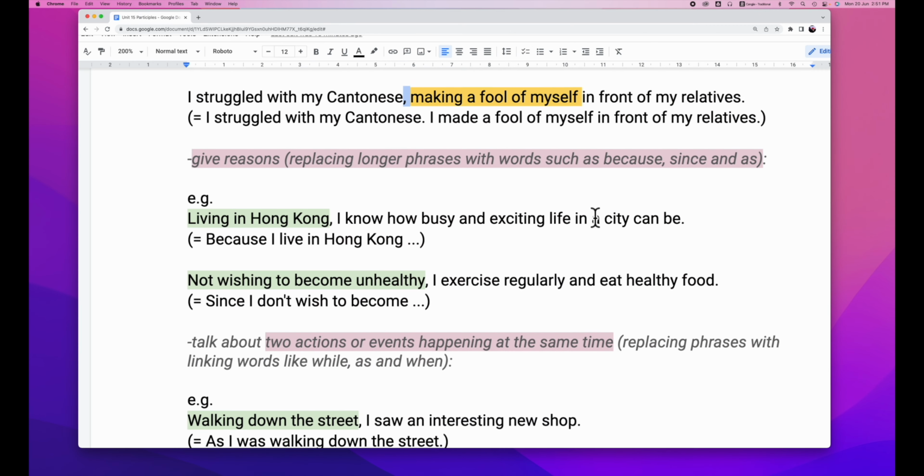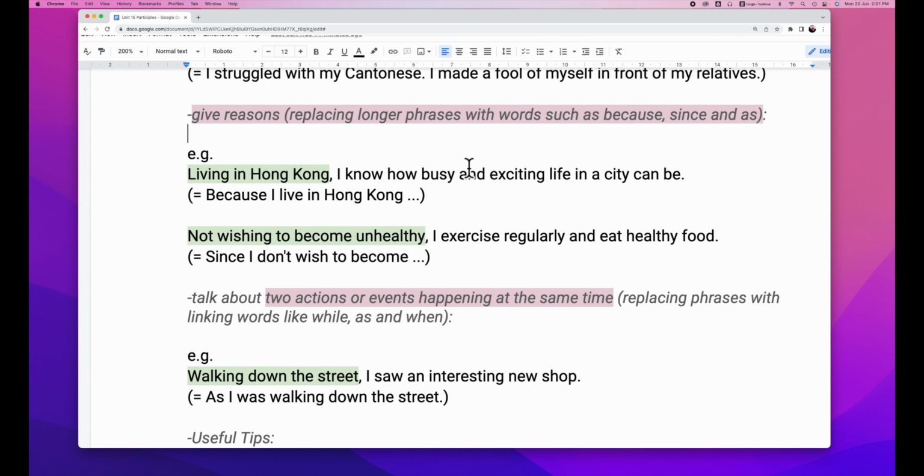Then what is the other usage of participial phrases? Let's take a look. Participial phrases can give reasons, replacing longer phrases with words such as because, since, and as. Example: living in Hong Kong. This functions as a clause, telling you more about the whole sentence. The reason: I know how busy and exciting life in a city can be. Living in Hong Kong actually comes from a sentence: because I live in Hong Kong.